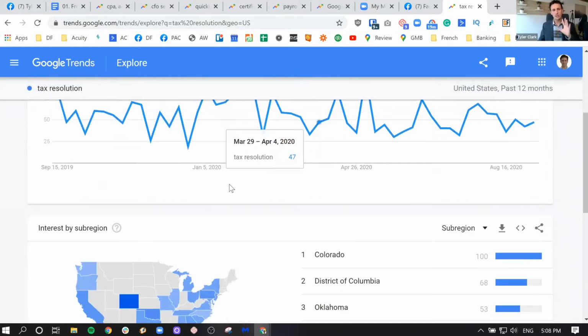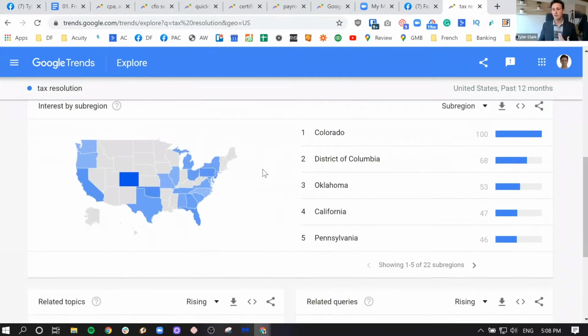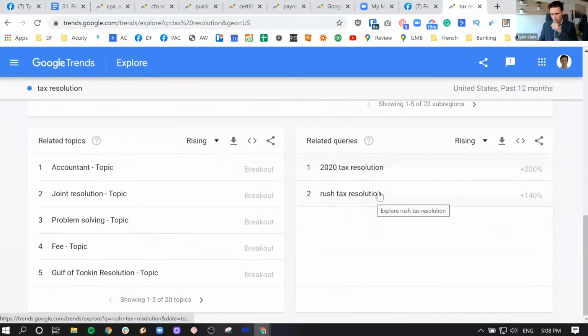And what you'll do is scroll down. You'll see interest by subregion, and it will also show you which of the related queries it's pulling when it's trying to identify what this is actually doing, okay?